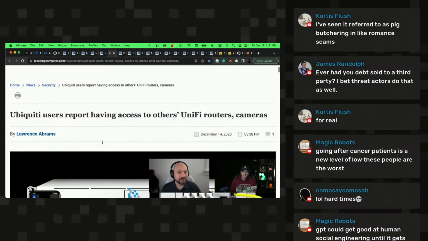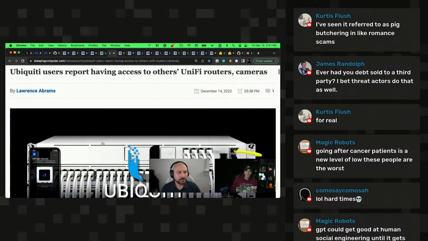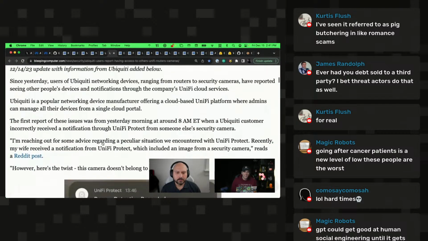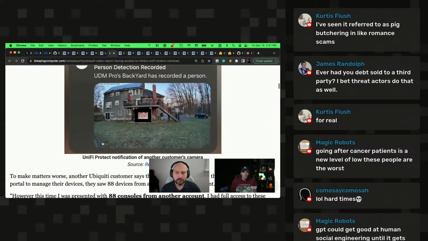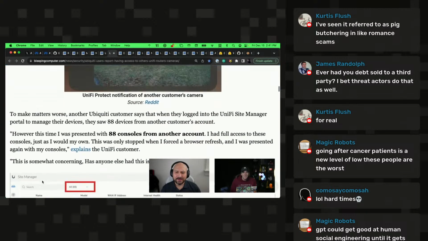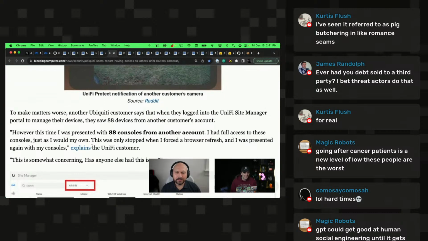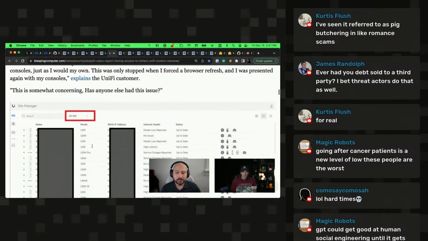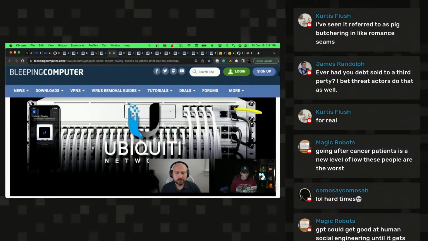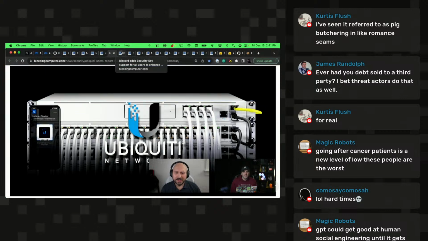All right, so this is a really short one. Ubiquiti users were reporting being able to see other people's devices. This was not a hack. It was a misconfiguration. But for a while, people could see other people's webcams and get notifications from them. Apparently, just reloading the page fixed the access issue. But this was a random, unexpected, and unwelcome surprise for a lot of people running Ubiquiti equipment. It's a weird one, but nonetheless scary. But they did fix it, which is good at least.